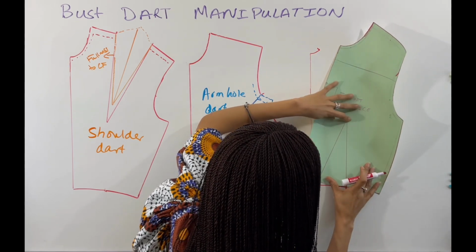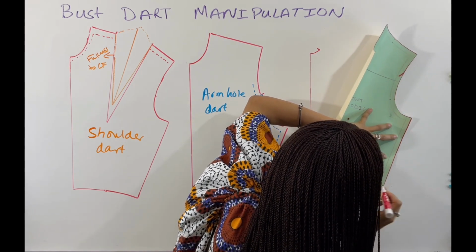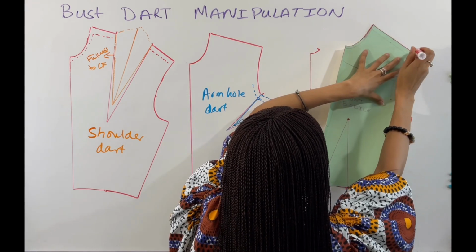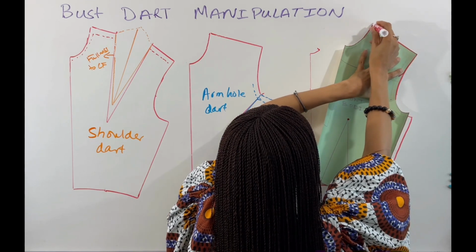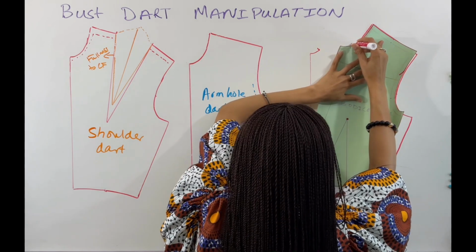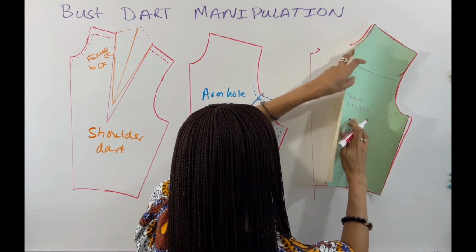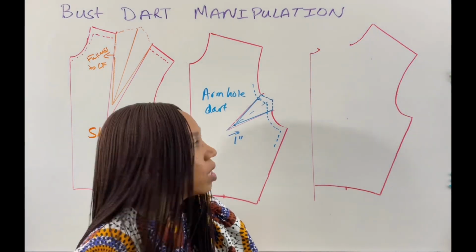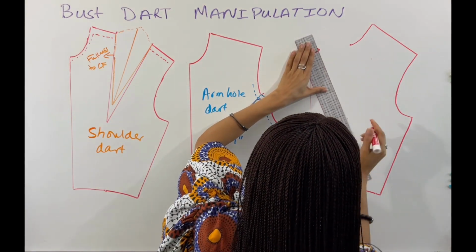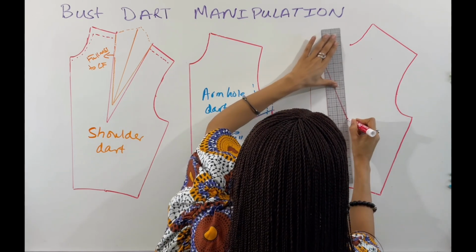So now that you have pivoted and closed the dart, you can continue to trace around the side seam, trace along the armhole, trace up to the shoulder, down to the neckline where that mark is, and have it there. So that is your outline. Now you are going to connect the dart, and this is the old dart that you're connecting.